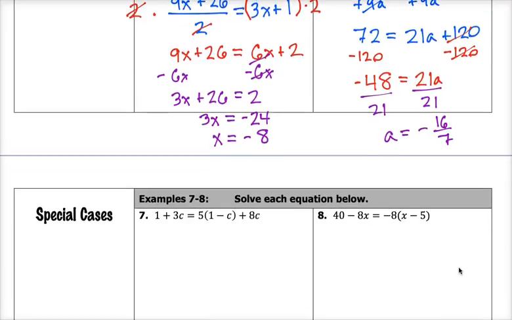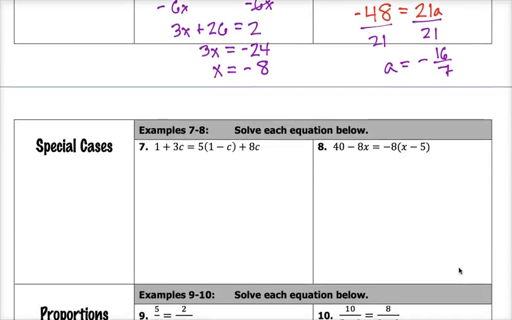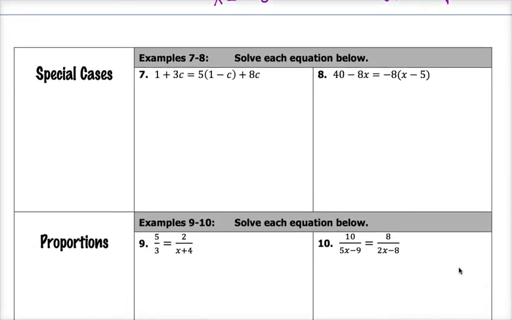Okay, moving on. We do have some special cases when it comes to multi-step equations, so we're going to take a look at those now in 7 and 8. The process for solving these is the same. So I'm going to start by distributing where possible. So for number 7, I can distribute my 5 on the right side to get 5 minus 5c. And then I'll bring down everything else. I have a negative 5c plus 8c on this side. That gives me 3c. So we have 5 plus 3c.